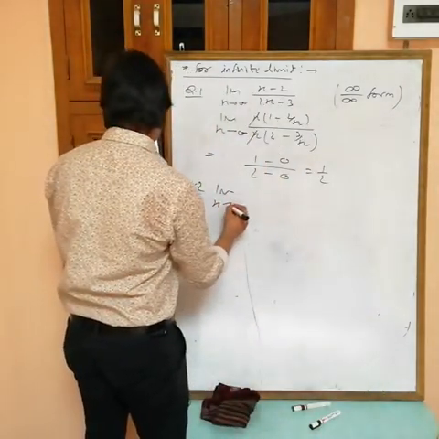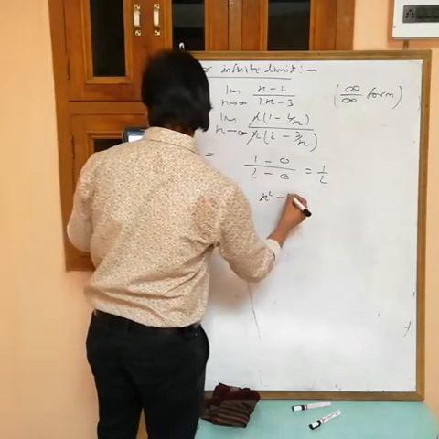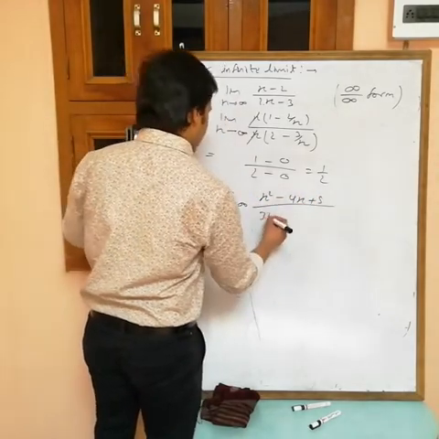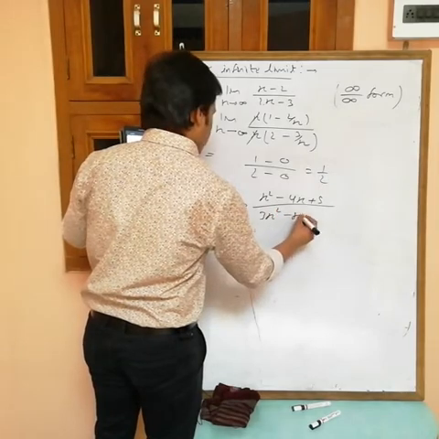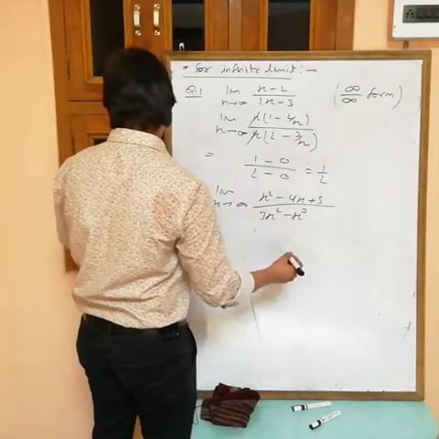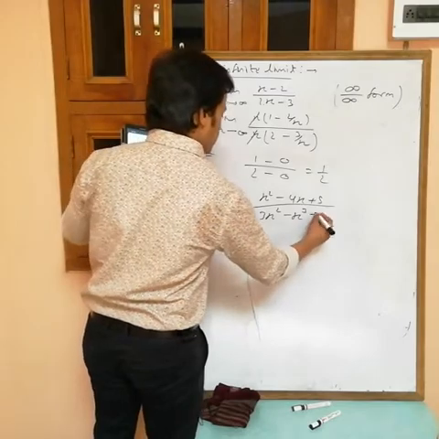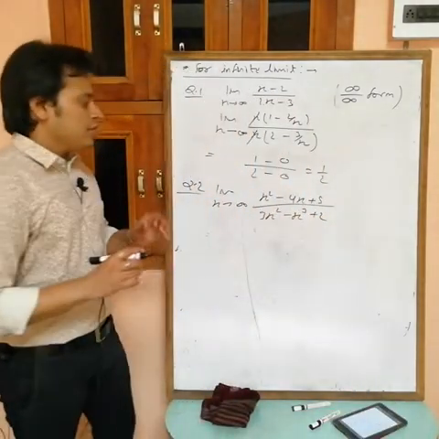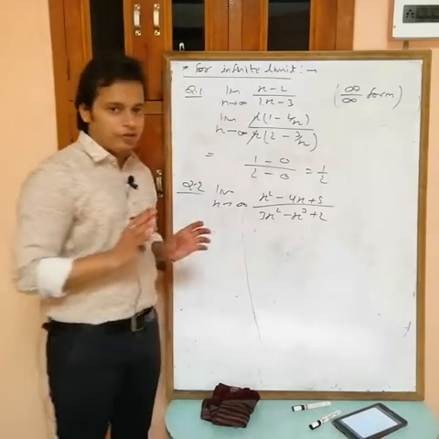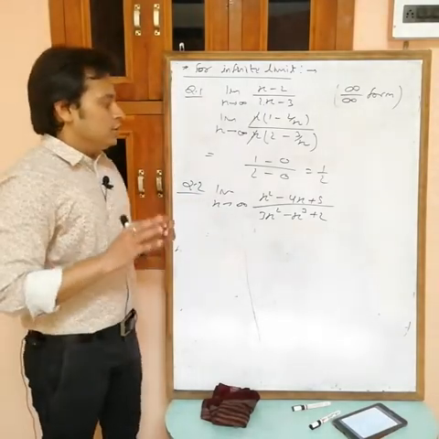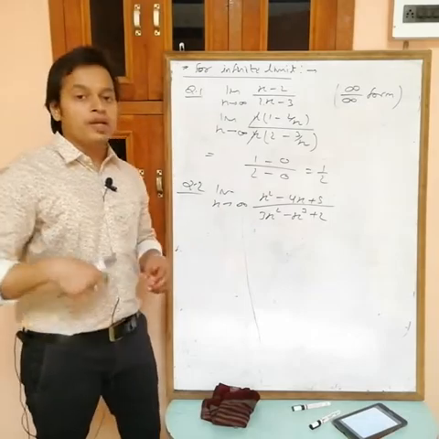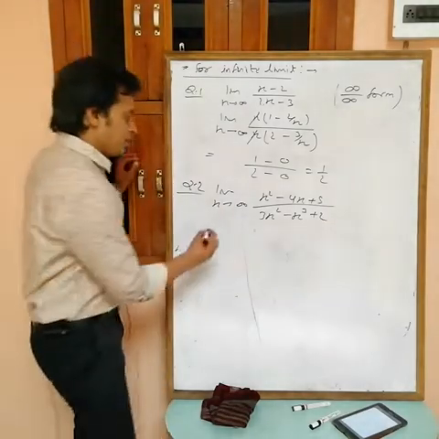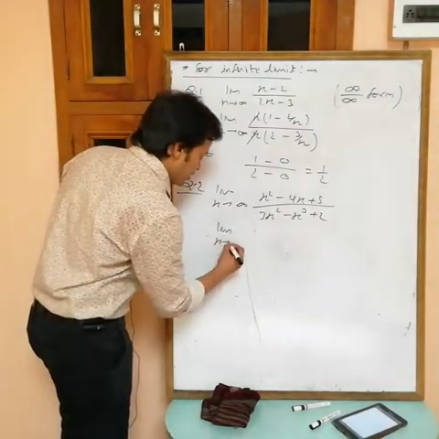Limit x tending to infinity, (x square minus 4x plus 5) by (3x square minus x cube plus 2). Okay. Now again take x tending to infinity. Then what do we have to do? Numerator and denominator both are given in terms of x, then take the highest power of x common.